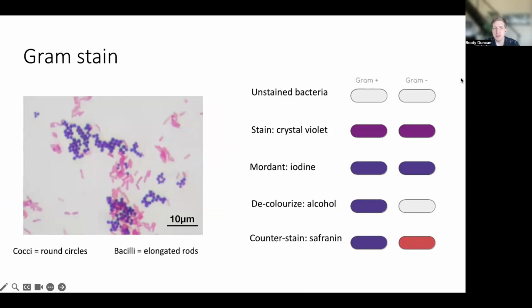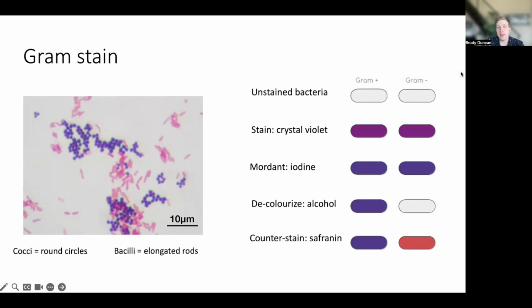When you actually look at the microscope and you see, for example, on this slide, there are purple bacteria, and those are gram-positive, and there are these kind of red-pink bacteria, and those are gram-negative. You can also see that the gram stain is useful for actually looking at the bacteria under the microscope and seeing what shape they are. So another common thing that we use is describing the shape as either cocci, which is round circles, or bacilli, which are these more elongated rods.